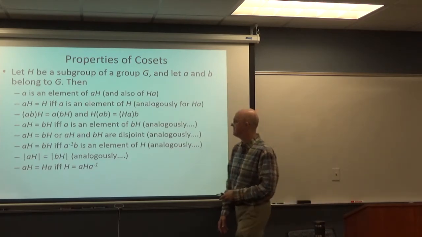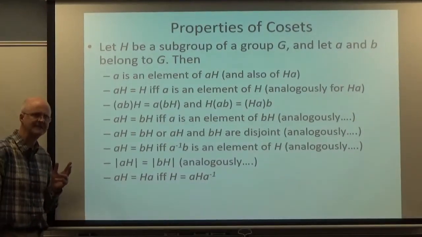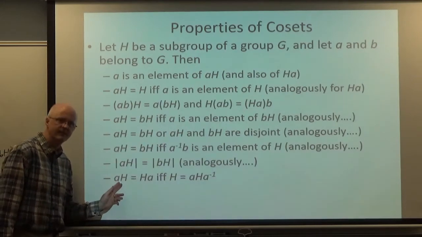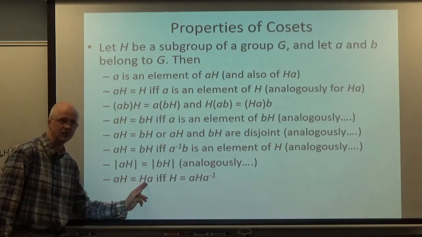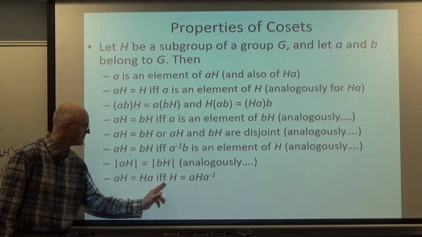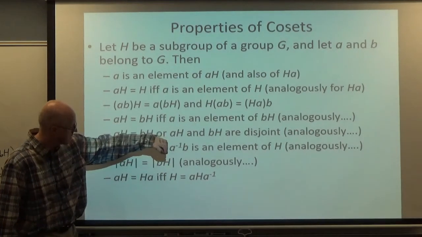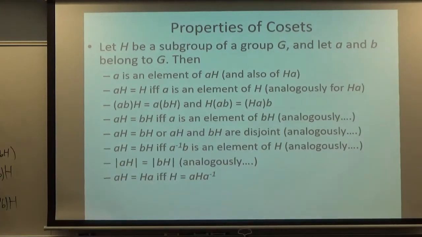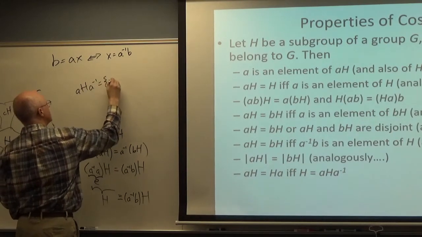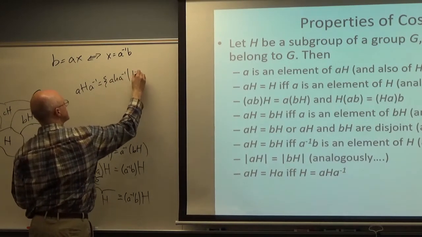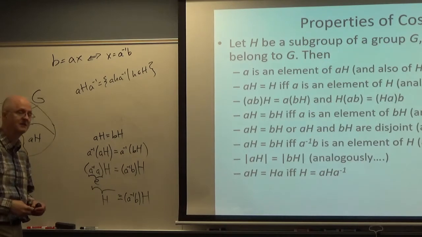Here's another property. Do like the book says as well, try to practice saying these things in words. The left coset of H in G containing a equals the right coset of H in G containing a, if and only if these two sets are equal. If and only if H, the subgroup, equals this set, where that set, again, remember, is defined by the equation that looks like this. Set of all products of that form as little h ranges over big H.